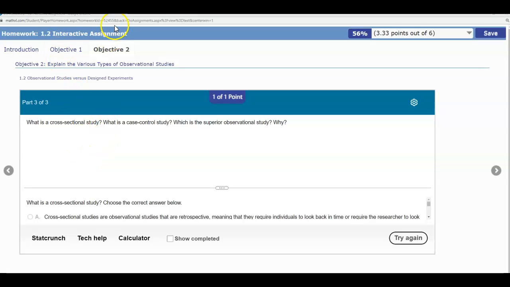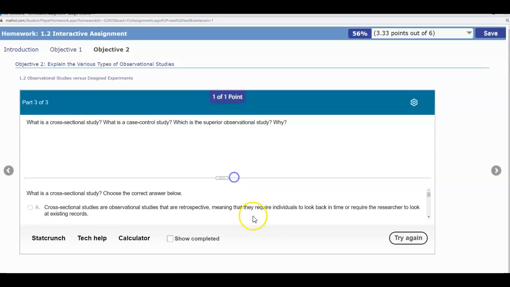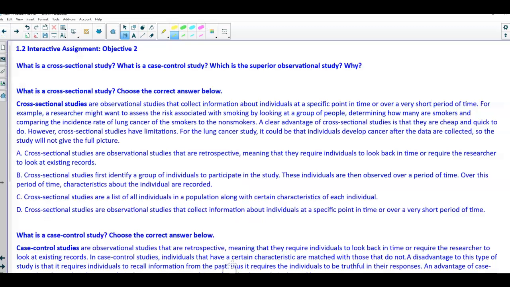Section 1.2 Interactive Assignment Objective 2. We want to define what is a cross-sectional study, what is a case control study, and which is the superior observational study and why. So the first question is, what is a cross-sectional study? So let's take a look at that here.